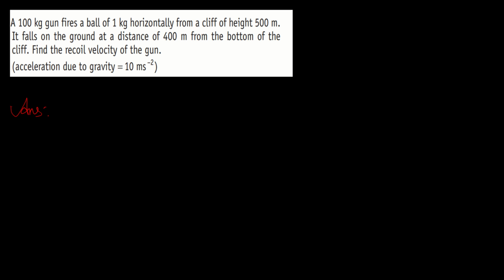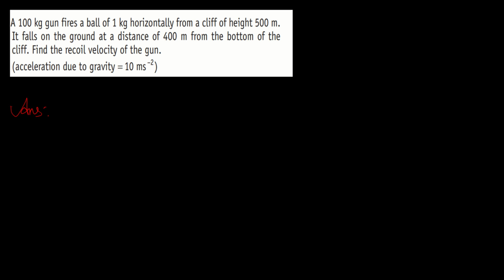A 100 kg gun fires a ball of 1 kg horizontally from a cliff of height 500 meter. It falls on the ground at a distance of 400 meter from the bottom of the cliff. We have to find the recoil velocity of the gun.